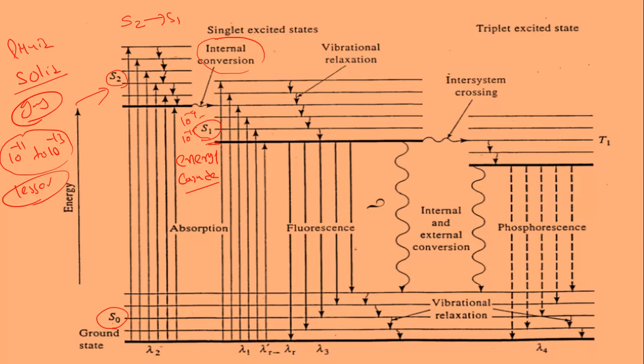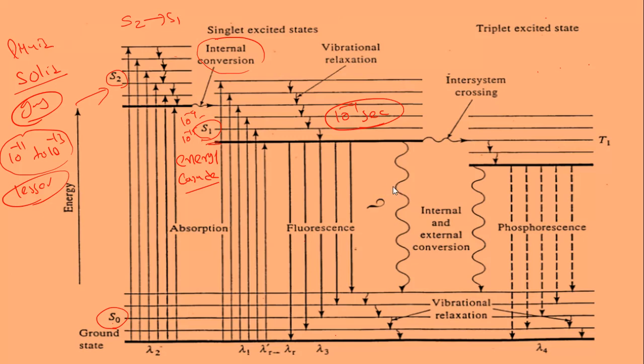That is the measurement for the S1 level, 10 raised to minus 9 to 10 raised to minus 15 seconds. A molecule in the S1 state can drop down to some lower vibrational level, that will be the S0 level. Now by giving off energy in the form of light, this process generally happens within 10 raised to minus 9 second. If it happens in 10 raised to minus 9 seconds, then it is called fluorescence.